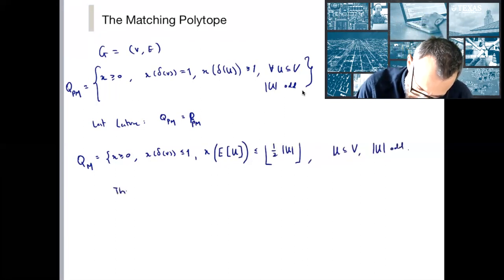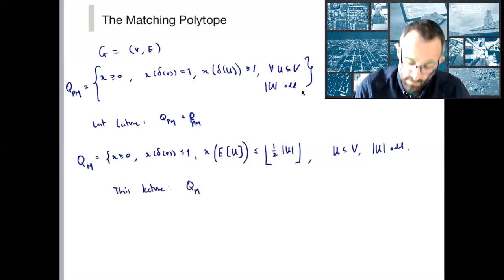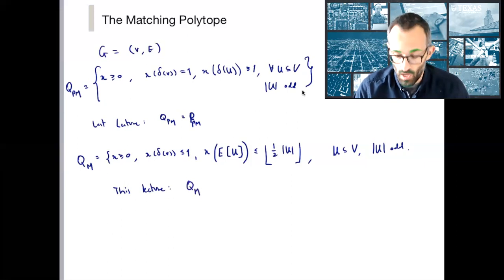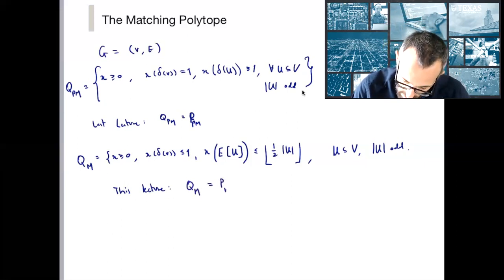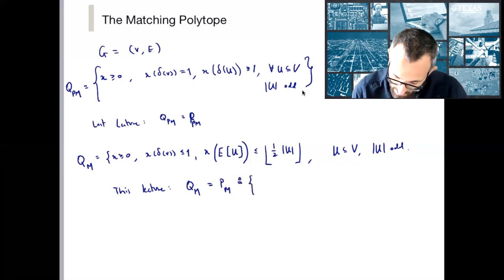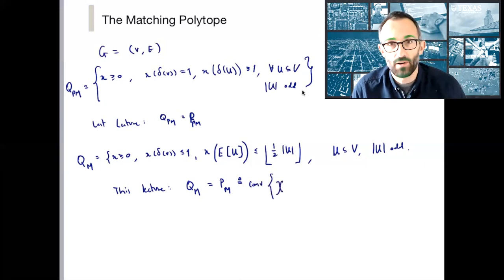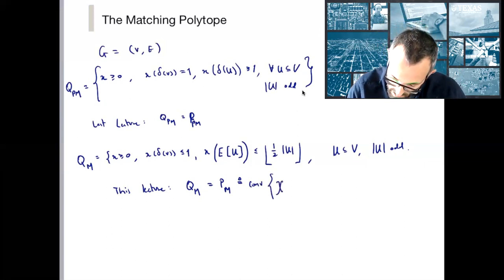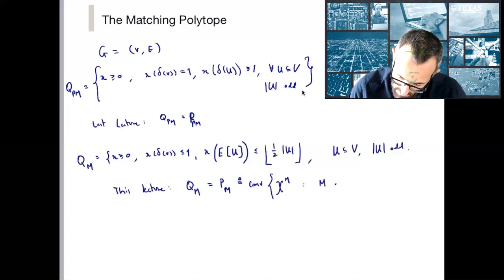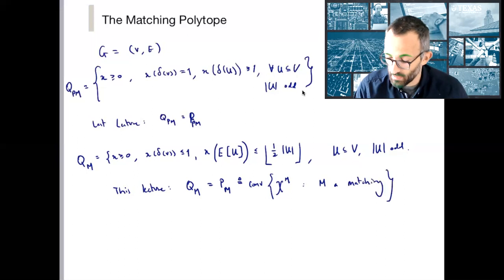And in this lecture, we're going to show that this is indeed a characterization of the matching polytope, which I'll write again here, the definition. It is just the convex hull of the indicator vectors of any matching. A matching does not have to be a maximum matching, doesn't have to be a maximal matching even.